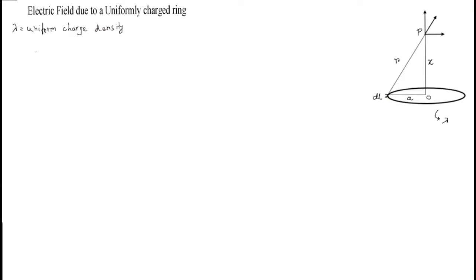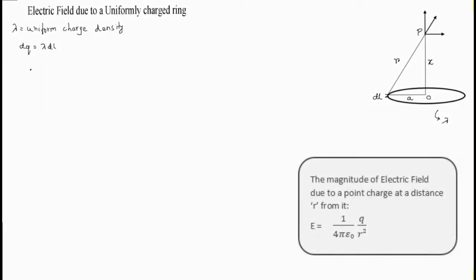So for this small section, the charge due to this small section dl is nothing other than dq is equal to lambda dl. Since lambda is the uniform charge density, lambda is nothing other than charge per unit length. So charge per unit length into this length gives the charge of this small portion dl.